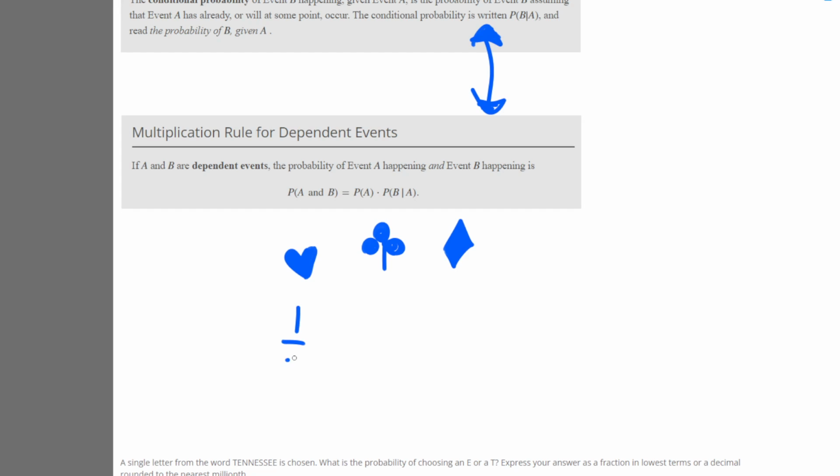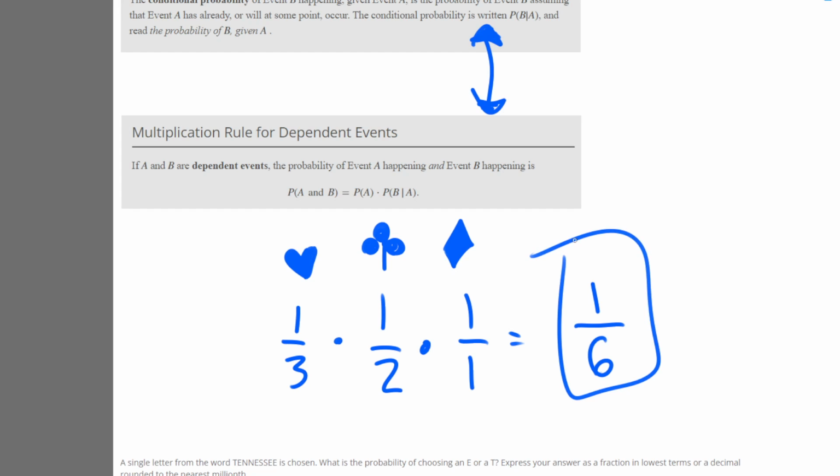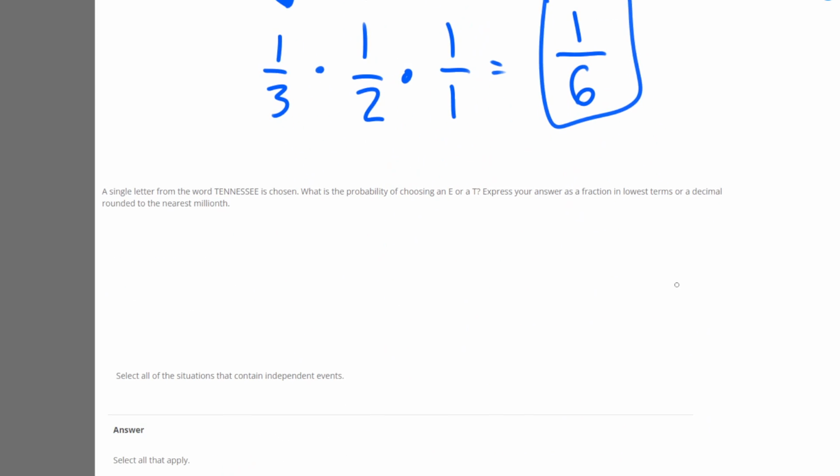So there's a 1/3 chance a heart will be drawn, and then after that, a 1/2 chance of a club being drawn, and then a 1/1 chance of the diamond being drawn. And so that would give us a 1 out of 6 chance of drawing them in that order, because we are taking out the different cards, if that makes sense. You basically just need to minus it by 1 each time when you're taking stuff out.